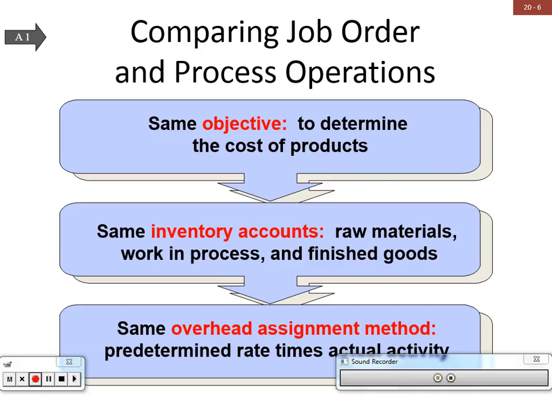So all this is saying is that they have the same objective, to allocate costs, right? Second thing is same inventory accounts. We're still doing the same thing: raw materials, work in process, finished goods.